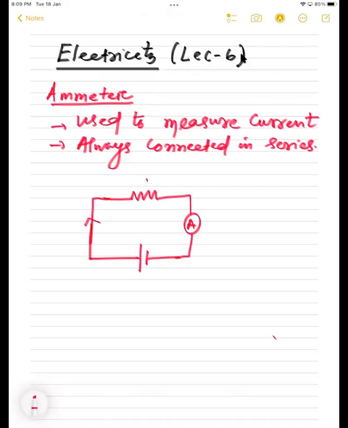Are you listening? So if I want to measure the current, I want the maximum current to flow through the ammeter or not? How much current is flowing in the circuit, that should flow through the ammeter, correct? So that means the internal resistance of the ammeter should be low or high? Low.